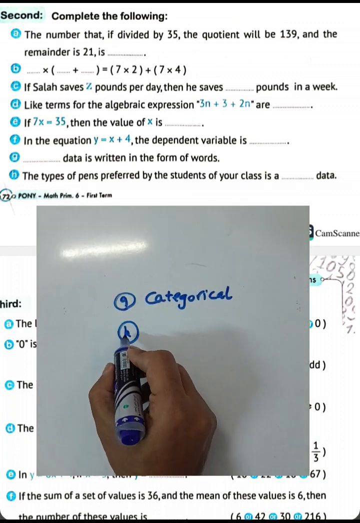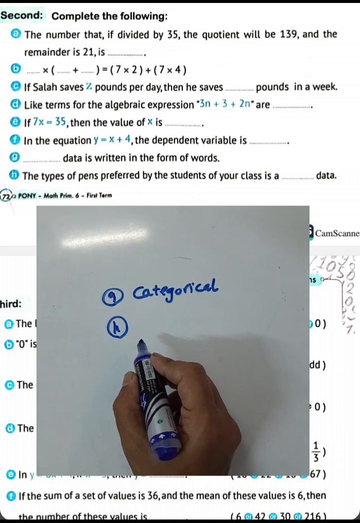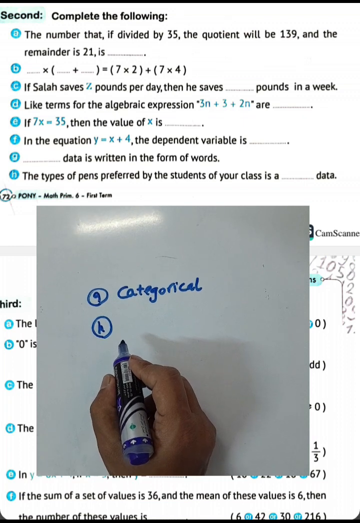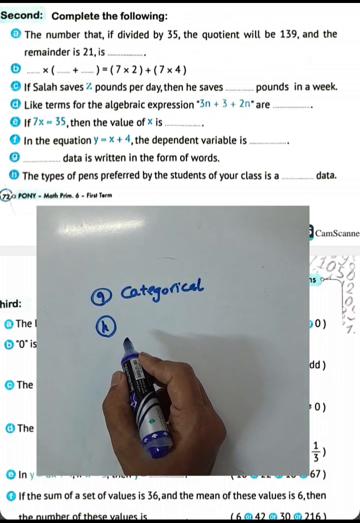Question letter H. The types of pens preferred by the students of your class. Blank data, we use here categorical data. The types of pens will be again categorical data.